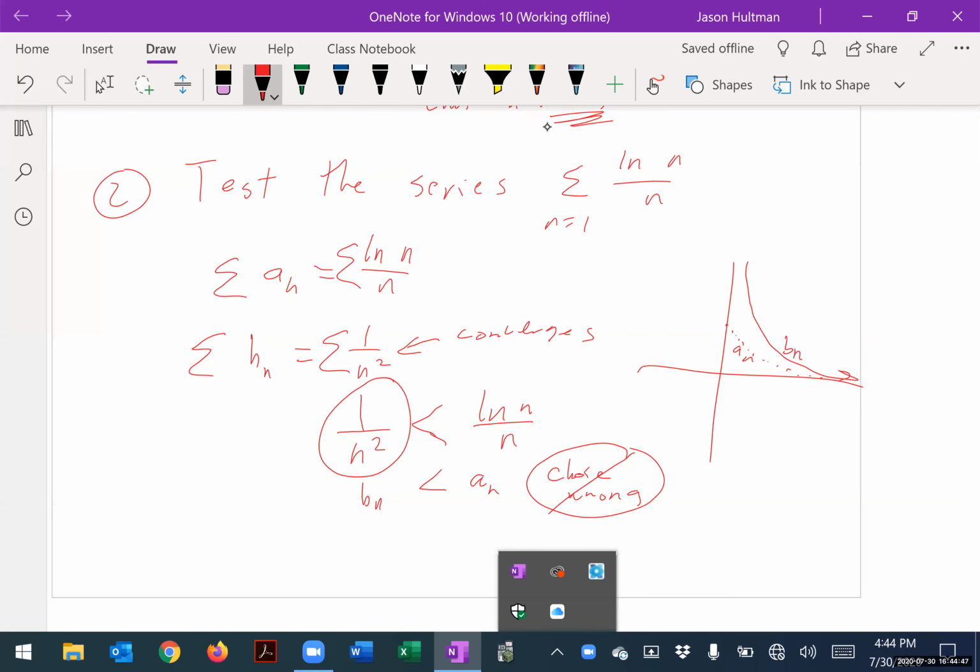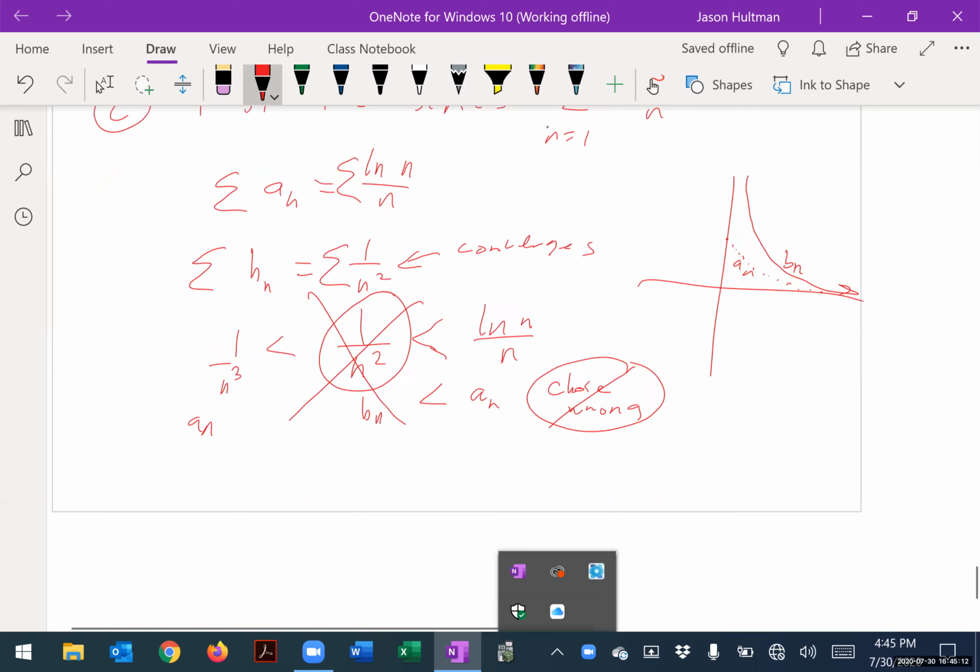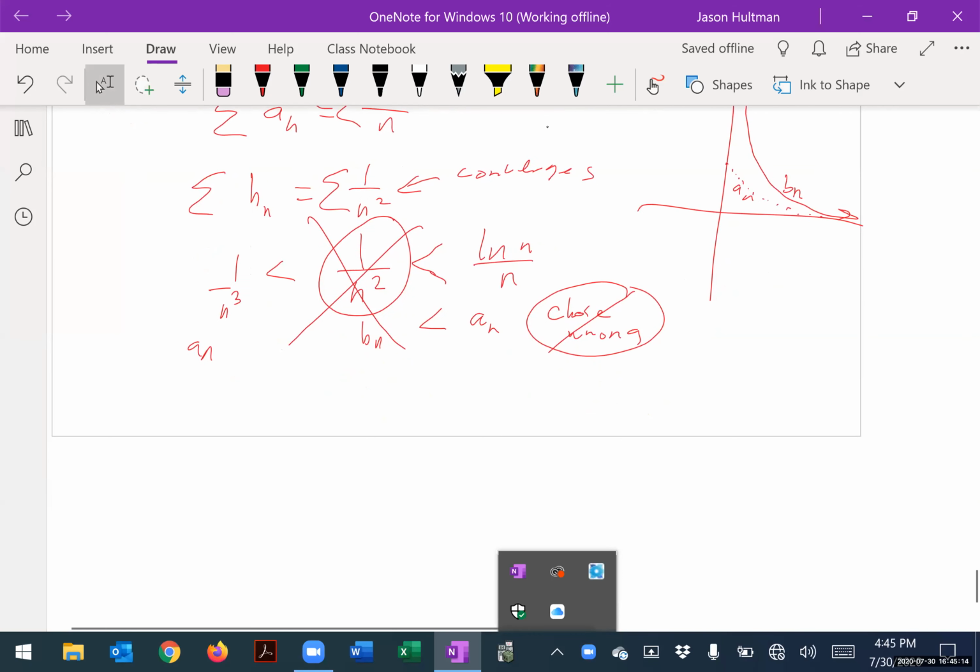I could compare 1 over n cubed to 1 over n squared, because there the inequality goes the right way. I want B sub n to be bigger. I don't want B sub n to be smaller. That doesn't serve me any purpose. So this doesn't work. Go back to the drawing board.